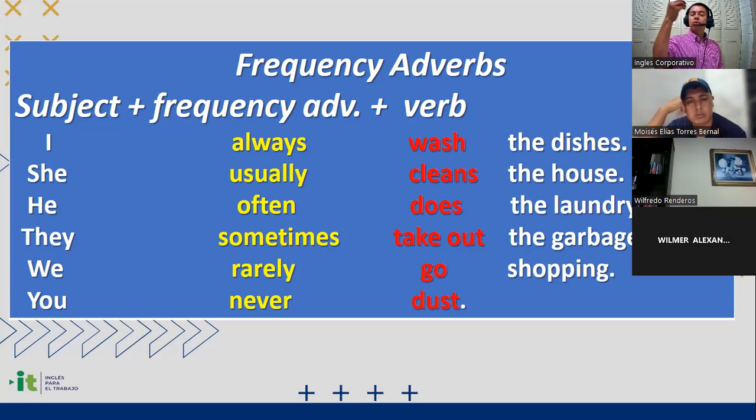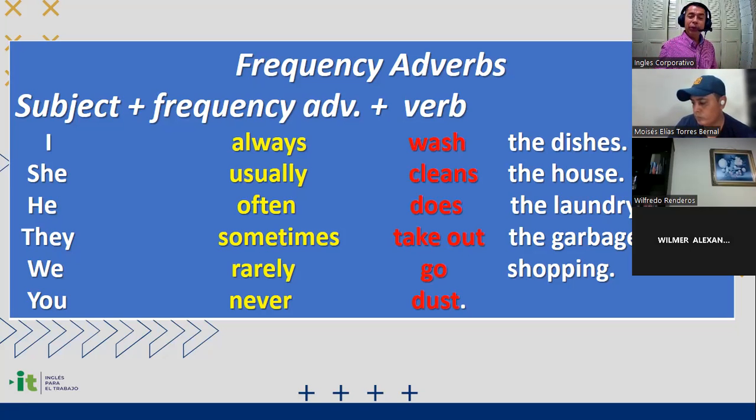I eat, I drink, she drinks, we run, you drive. So subject and verb. But now, to indicate frequency, it's not absolutely necessary. You say, teacher, ¿es necesario usar la frecuencia? No, not strictly. But if you want to show the frequency, yes. Pero si usted quiere enseñar la frecuencia con la que ocurre la acción, yes, it's necessary to use, right?